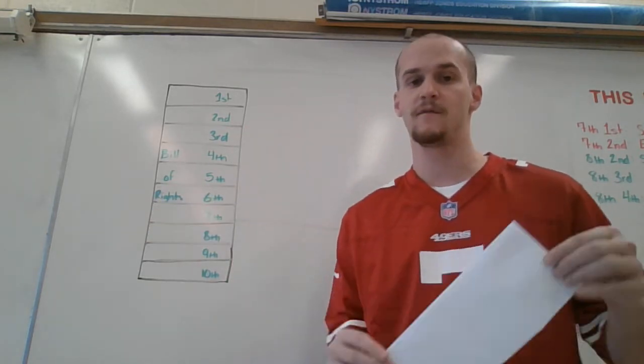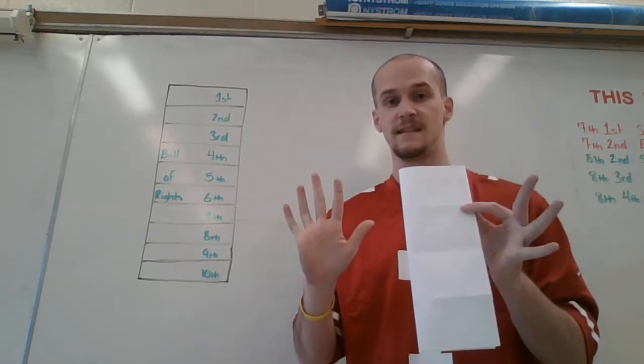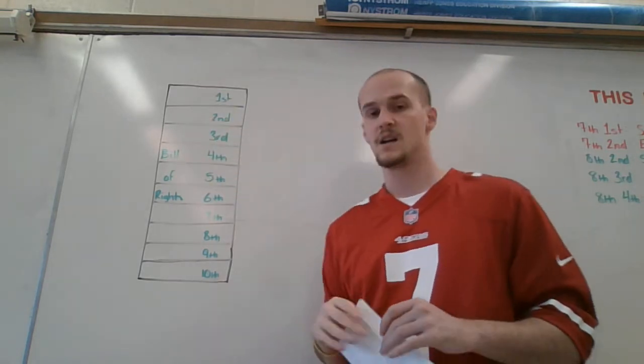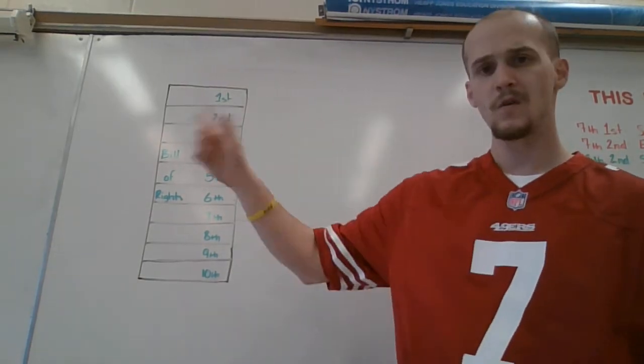So what we're going to do, we're going to make it foldable. Take your paper, fold it like this. You're going to end up, cut it so that you have 10 flaps, one for each of the 10 Bill of Rights amendments. We're going to go to the other board.